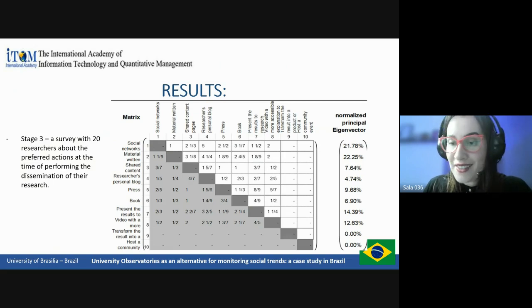And now the results. The consistency of the present results is 49.4%, and the result showed that writing materials come first with 21.8% of preference among the researchers, followed by presence on social networks, also with 21.8%, and presentation of results to participants with 14.4% of the preference of the interviewed researchers.